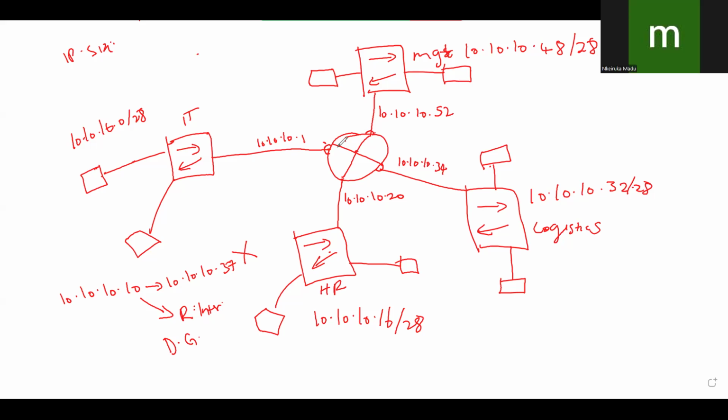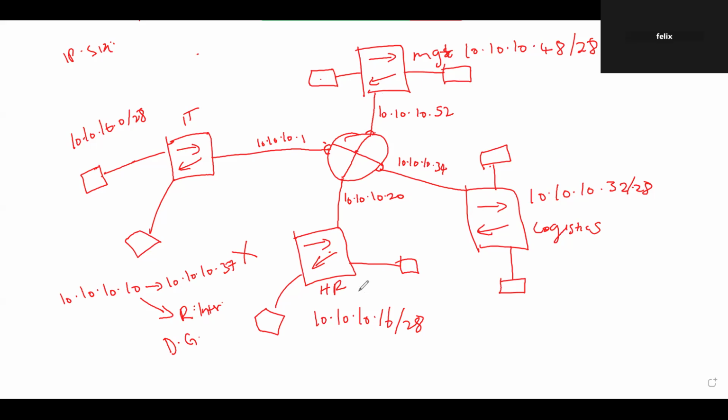So the default gateway, are we going to assign it to every computer on the network, from the IT to the management and the HR? Yes. For each of the computers, you will assign the appropriate default gateway, which is the IP address configured on the interface that is facing that network. So for management, we're going to configure .52 as their default gateway. For logistics, we're going to configure .34 as their default gateway. And for HR, we're going to configure 20 as their default gateway.